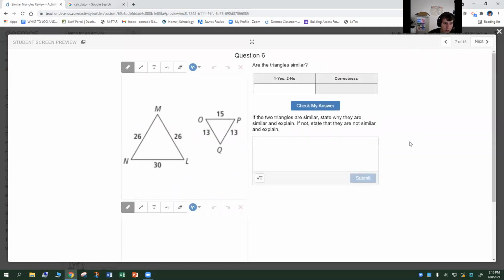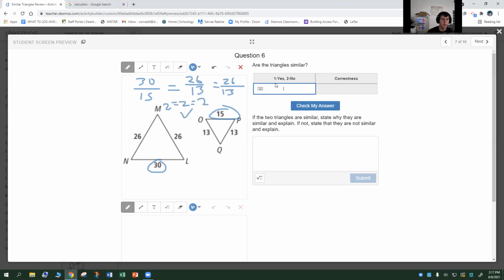All right, next one, are the triangles similar? Again, if they're similar, the biggest side is going to match up with the biggest side and the smallest with the smallest. So here's the biggest and the biggest. We would do 30 over 15. Then you have 26 over 13 and 26 over 13. Those are all going to equal 2. So we get 2 equals 2 equals 2.